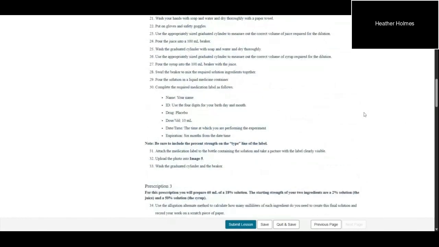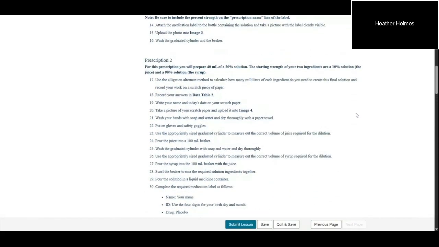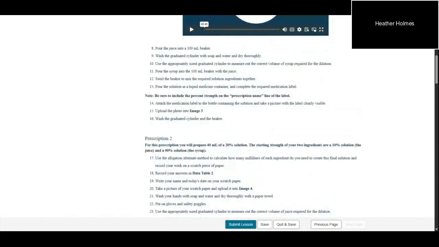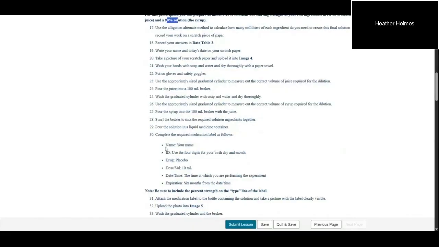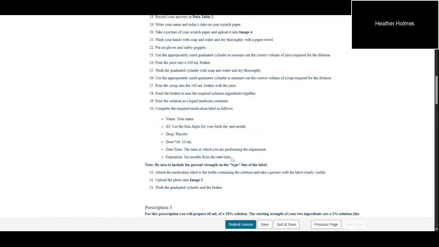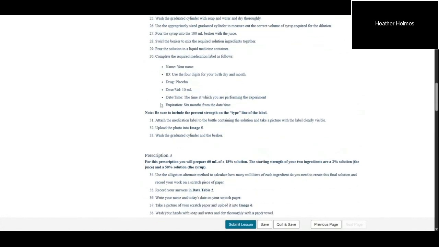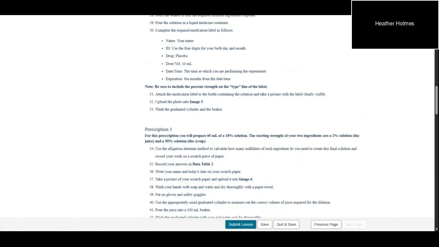And for the second prescription, it's the same process. You'd set it up and figure out your mLs that you'd be using of each percent of the solutions. But this one, it gives you different information that you're going to be putting on your label. So you want to make sure that you're putting all of the appropriate information on there. And again, you'd be taking a picture of it after you label the bottle and after you mix everything.